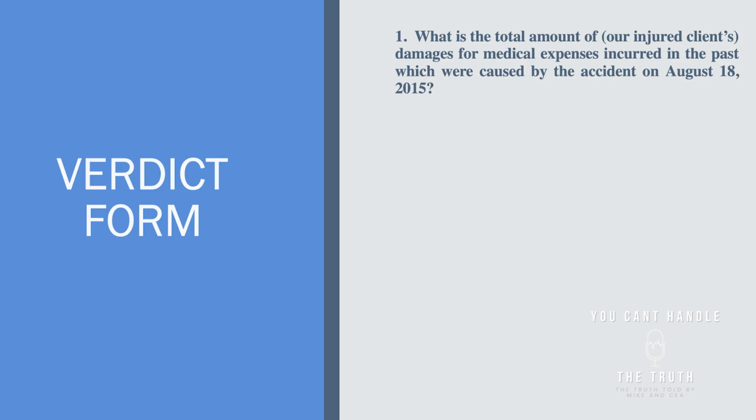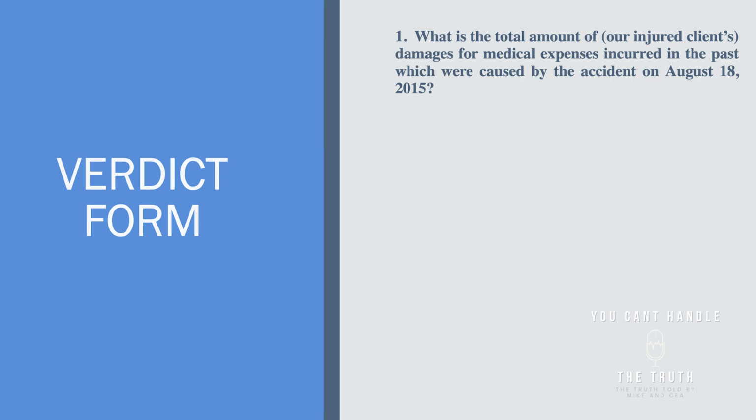You get a verdict form at the end that allows you to decide the elements of damages and how much or how little. The first question, and it's kind of small there, is: what is the total amount of our injured client's damages for medical expenses incurred in the past, which were caused by the accident on August 18, 2015? The past meaning the date of the verdict through the date of the accident, going backwards. That's the easiest part. That's the part that goes back to our board.